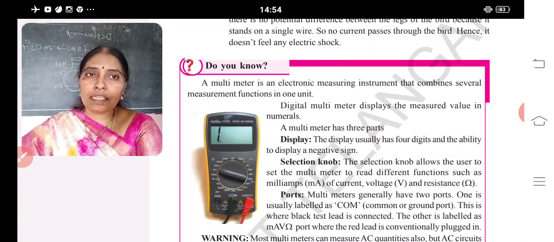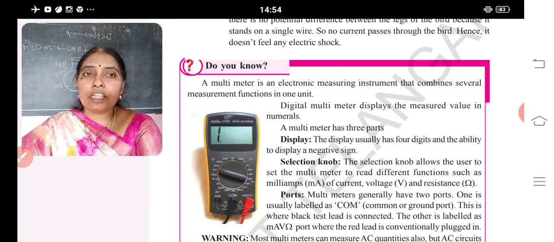So how many parts are there in a multimeter? 3. One is the display unit, where it has 4 digits and the ability to display the negative sign. Selection knob, it helps us to select milliamperes, amps, which show the ammeter current reading, volts, the potential difference, and ohms, the units of resistance.